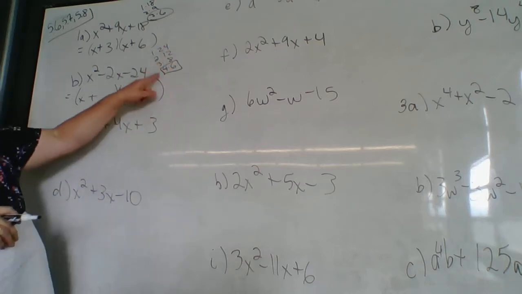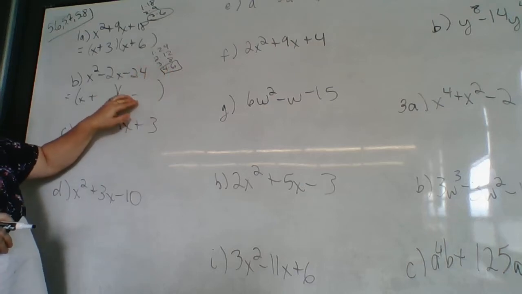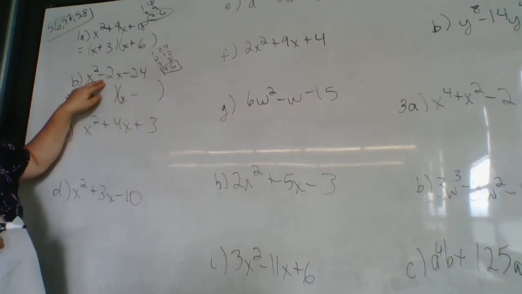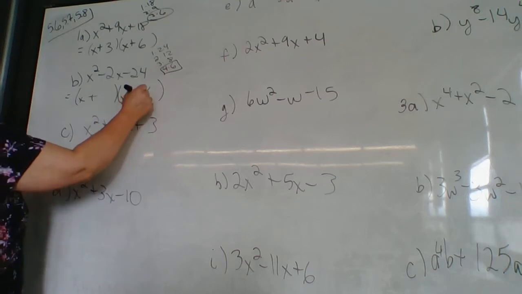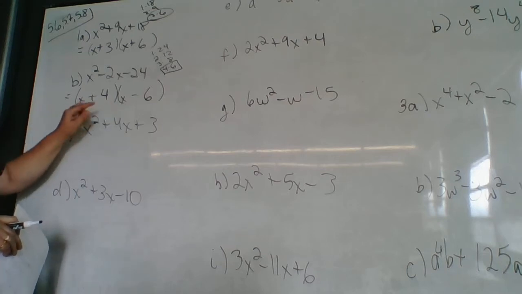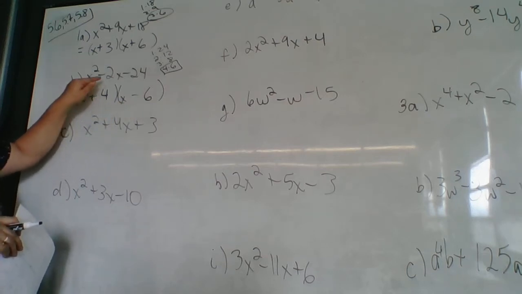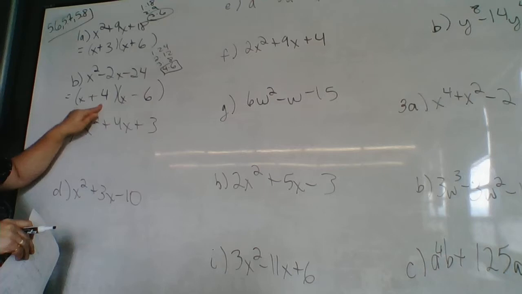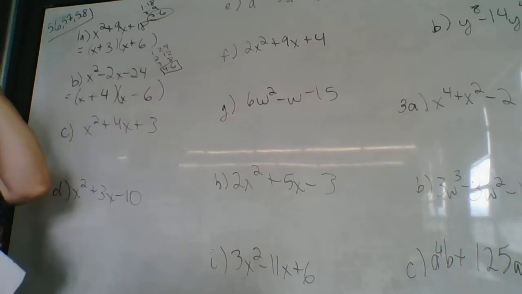Which number, the 4 or the 6, needs to be negative? Well, the bigger number, because my middle number is negative. So this is the 6, this is the 4. How do we check it? Well, x squared minus 6x plus 4x is a negative 2x. 4 times negative 6 is negative 24.